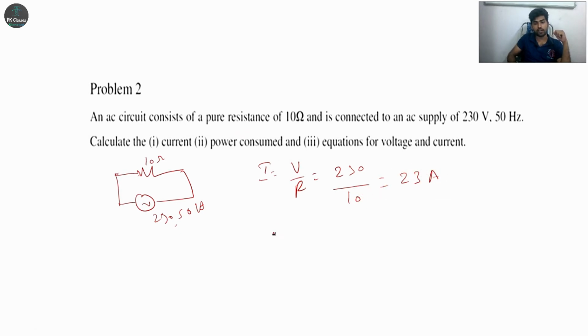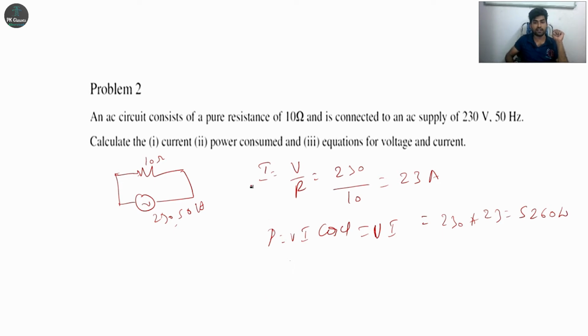Next is the power. Power is equal to what? Vi cos phi. For a resistive load, cos phi is equal to 1. So we'll get only power is equal to Vi, cos 0, because voltage and current are in phase with each other. Phi is equal to 0. Keep it in your mind. So voltage is 230 into current is 23. You will get 5260 watts.